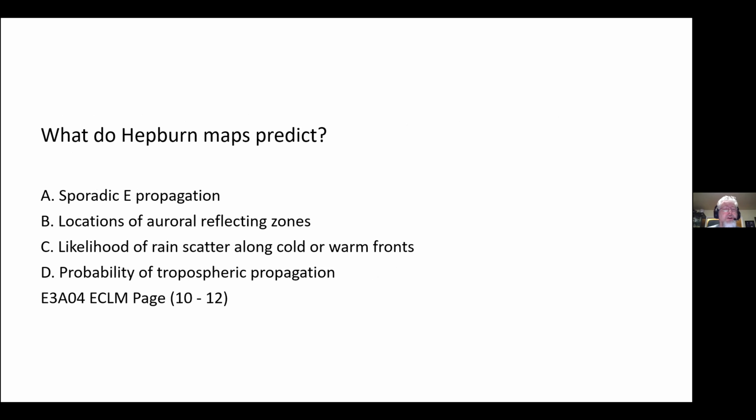What do Hepburn maps predict? A, sporadic E propagation. B, locations of auroral reflecting zones. C, the likelihood of rain scatter along cold or warm fronts. Or D, probability of tropospheric propagation. Delta is the winner. Probability of tropospheric propagation is the correct answer.